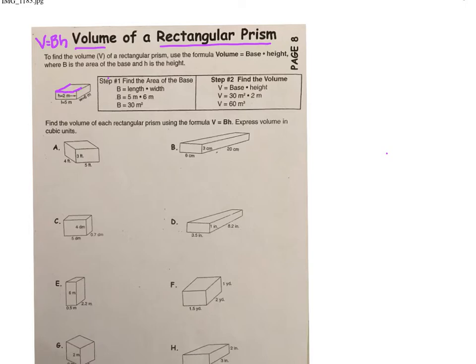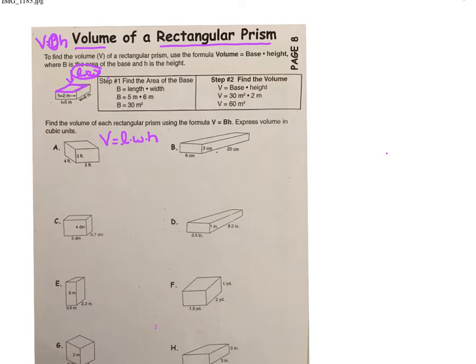You can see that this base face is a rectangle. And we will use the formula length times width for the rectangular base. And then, of course, times height. So for each one of these rectangular prisms, we will use the specific formula, length times width times height.